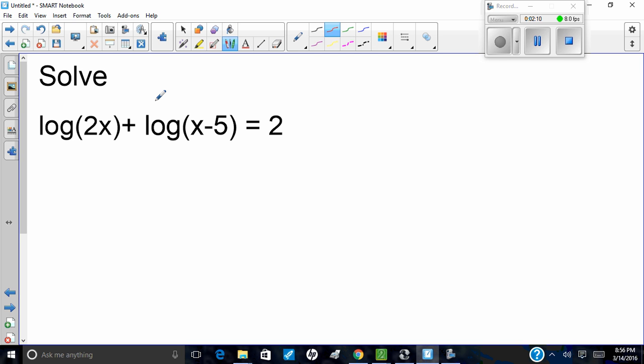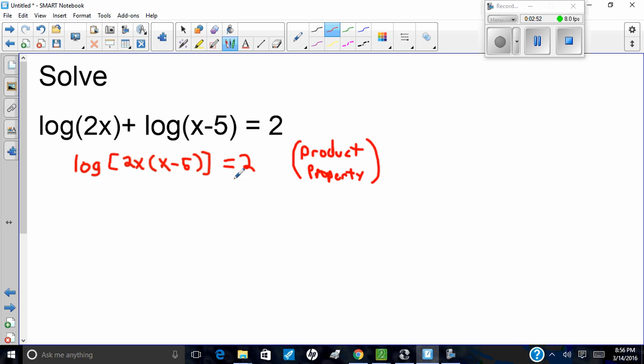So let's go ahead and use our properties. Now our product property says if I have logs with the same base being added together, I can rewrite it as 1 log. So here I go. This is our product property, where we multiply the argument. So this would become log of 2x times x minus 5, and that's equal to 2. Close my bracket, and this is our product property. Alright, so we condensed our logs using our product property down to 1 log.